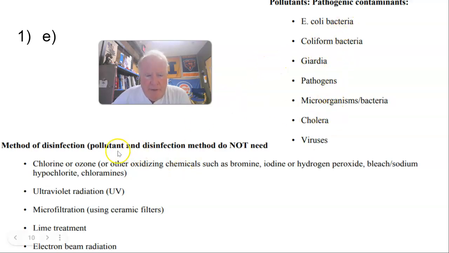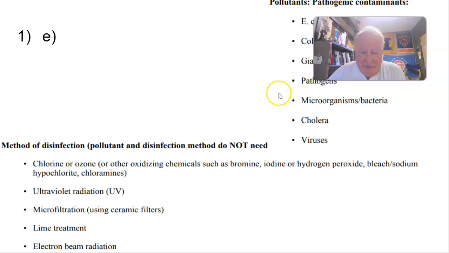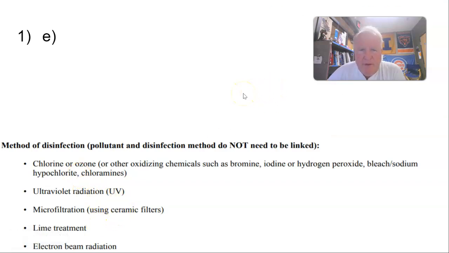And then a lot of you got the rest of these right. So chlorine, ozone, ultraviolet light, these were things that we talked about, and a lot of you got that right. They did not need to be connected. So you might have named phosphate, but then you named the right kind of disinfection, and that was okay.